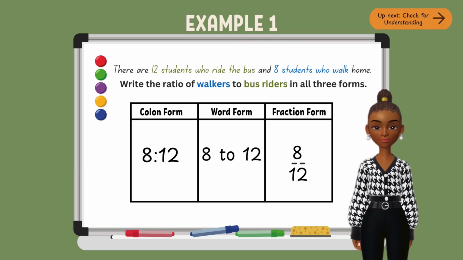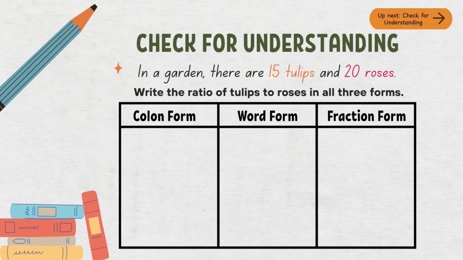8:12, 8 to 12, and 8/12. Try this one on your own. In a garden, there are 15 tulips and 20 roses. Write the ratio of tulips to roses in all 3 forms. Pause the video and answer before I do.